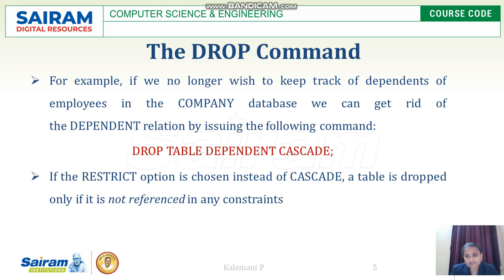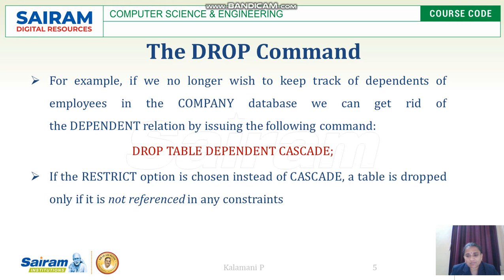Dependent. Cascade. If you give cascade, the dependent table will be removed. Otherwise we have to delete the rows in the dependent table, and then you can apply restrict. For that purpose the cascade is used. Okay, the table is dropped only if it is not referenced in any constraints.